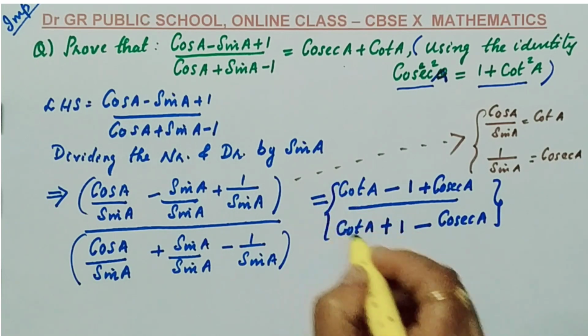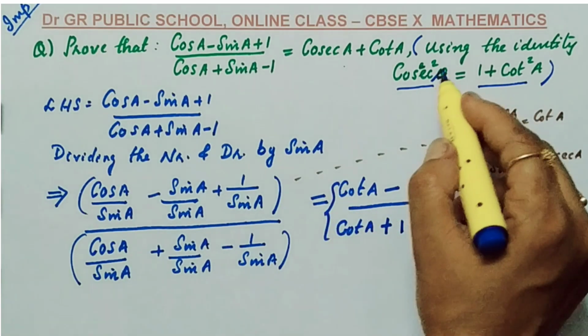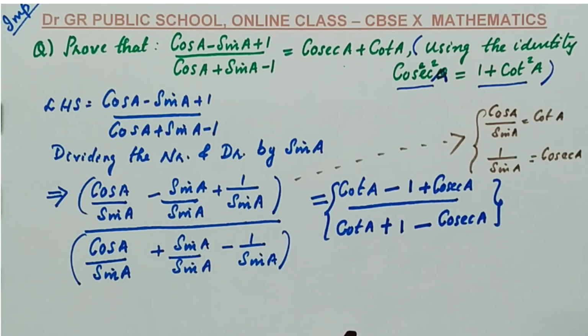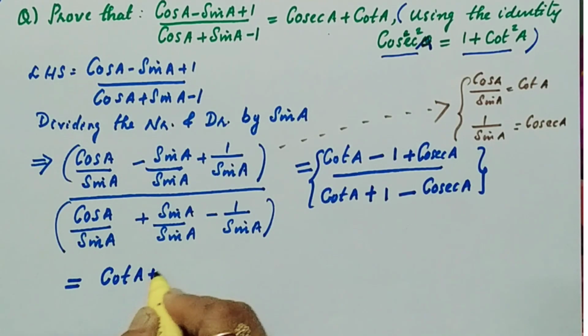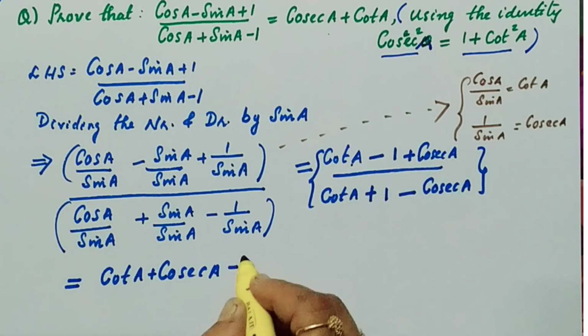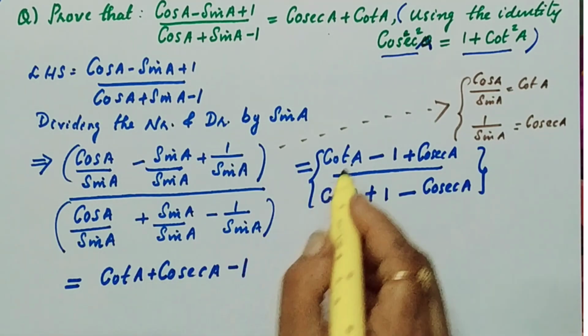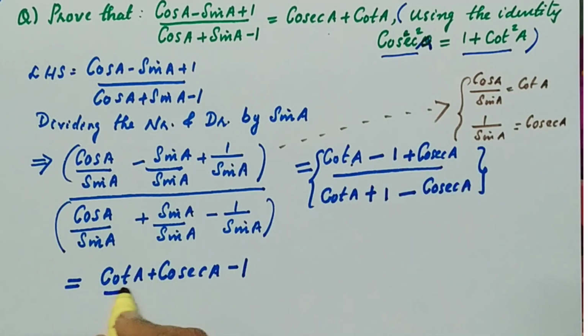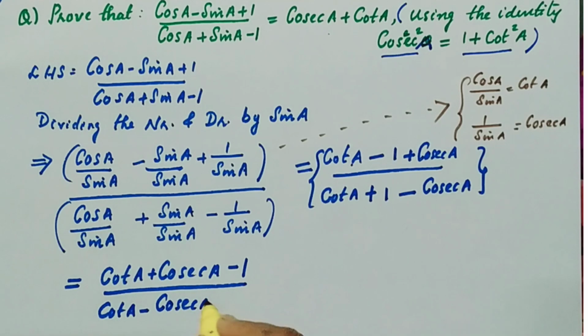As per the question, somewhere in between you need to apply the identity cosec square A equals 1 plus cot square A. Here I am going to make a small arrangement: cot A plus cosec A together in the numerator, cot A plus cosec A minus 1 as the last term. No change of the value. The whole divided by, just a rearrangement only. Here also cot A and cosec A together, so cot A minus cosec A, but in the denominator there remains a plus 1.